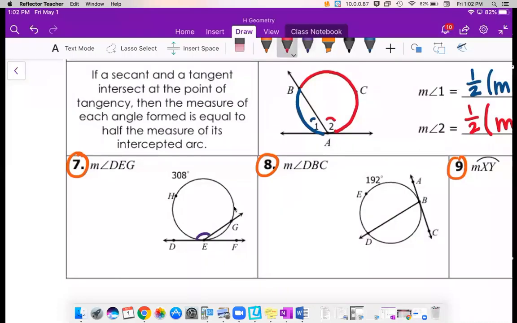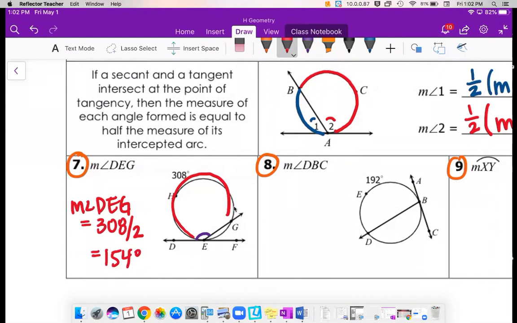And we do see that this whole arc is 308. So in order to get the measure of angle DEG, we just take the whole entire arc, the 308, and divide by 2. If I take 308 and divide by 2, I'm going to get 154 degrees. So the measure of angle DEG is equal to 154 degrees. It's as easy as that.